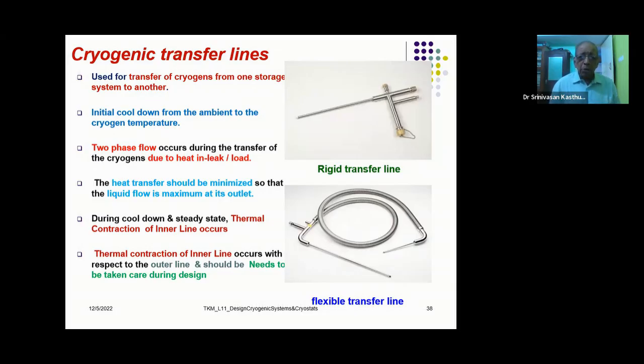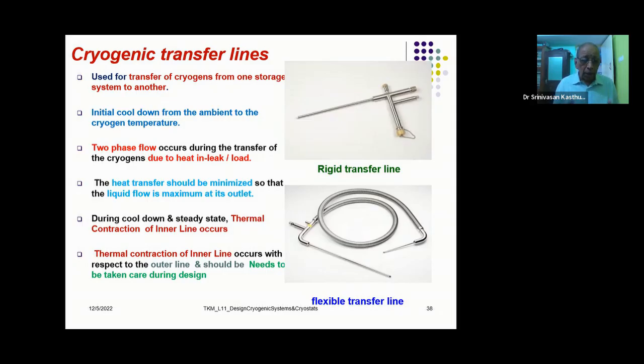One should also note that when you have a long line like this, you have a thermal contraction of the inner line, because the inner line is going to be cooled. As far as the flexible transfer line is concerned, it is automatically taken care of, because the inner line will try to contract, but since it's a bellow, the contraction is absorbed by the bellow. Whereas in the case of rigid lines, you need to introduce additional bellows. This bellow can be introduced either on the inner line or on the outer one. That is, you can introduce a bellow on the inner jacket, or you can also use it on the outer jacket.